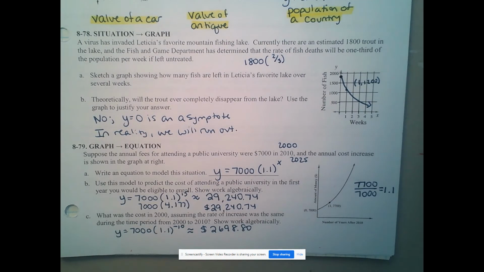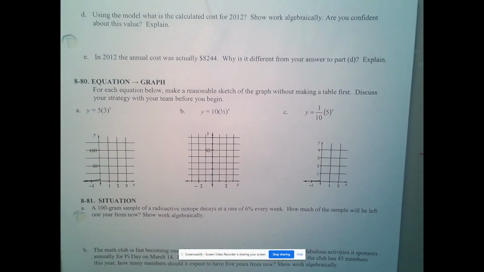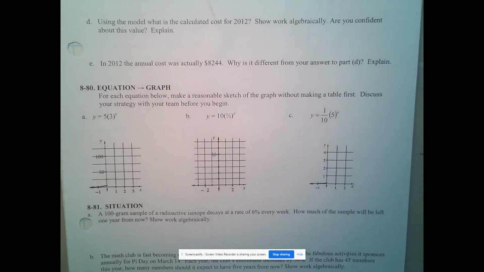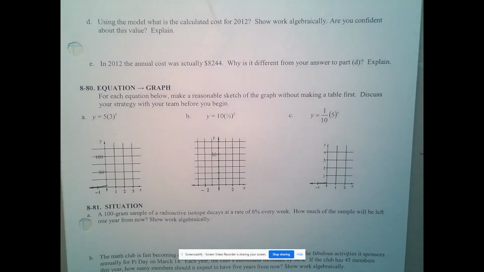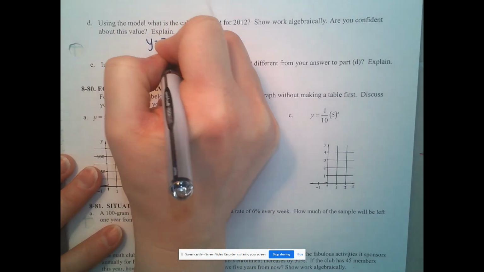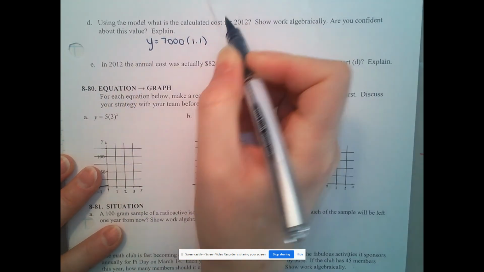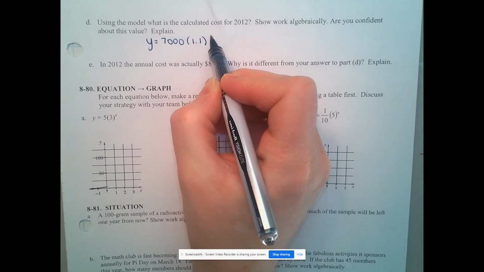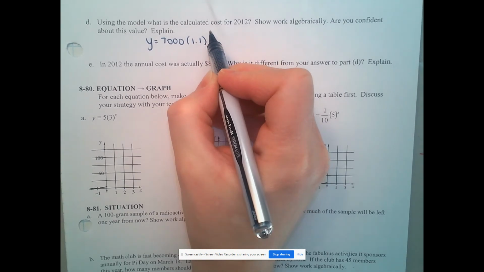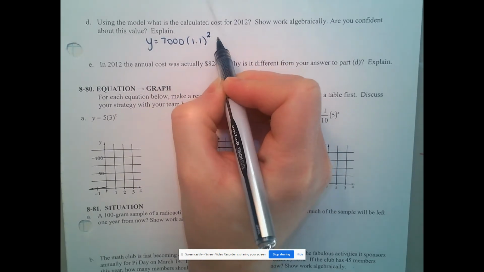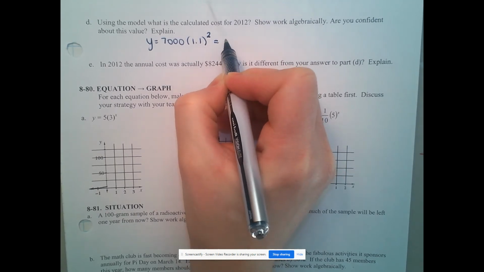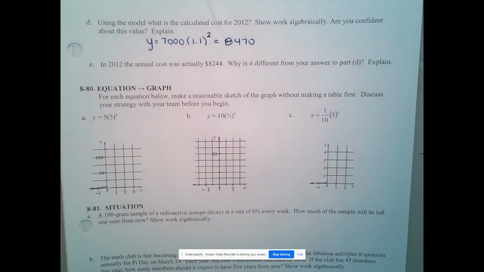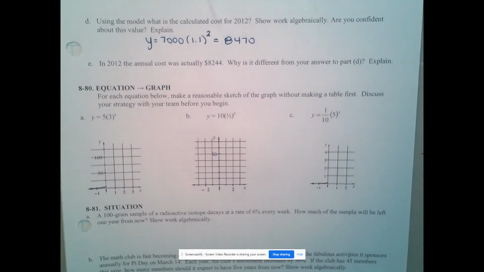All right. So if we go on to the back, using the model, what is the calculated cost for 2012? So the original model was y equals 7,000 times 1.1 to the x. Year 0 was 2010. So 2012, we would just say 2 years have gone by, and that would be 8,470. Are you confident about this value?